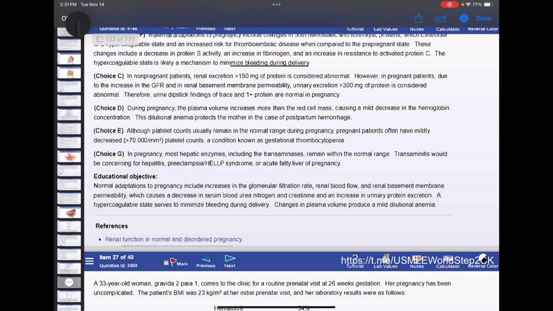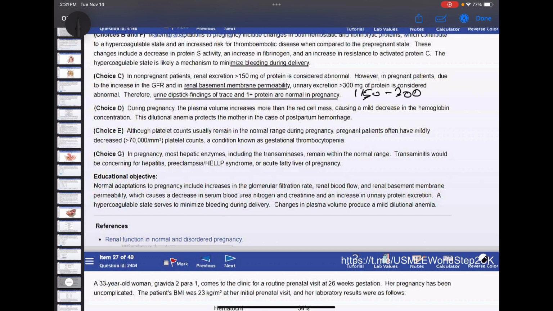In non-pregnant patients, renal excretion of more than 150 milligrams of protein is considered abnormal. However, in pregnant patients, due to the increase in GFR, renal basement membrane permeability also increases, and urine excretion of more than 300 milligrams of protein is considered abnormal. So 150 to 300 would be normal in pregnant ladies. So a urine dipstick finding of trace or plus 1 protein is normal in pregnancy, because the permeability increases.